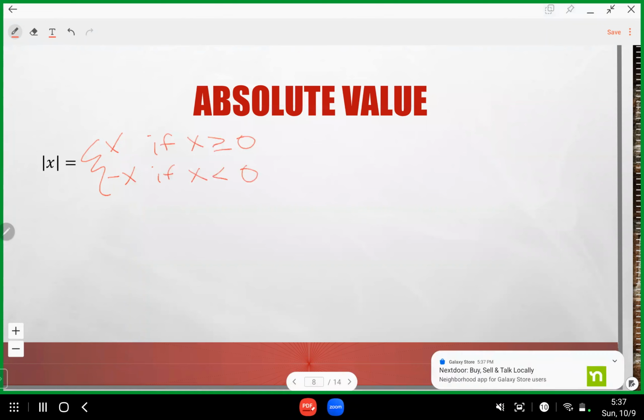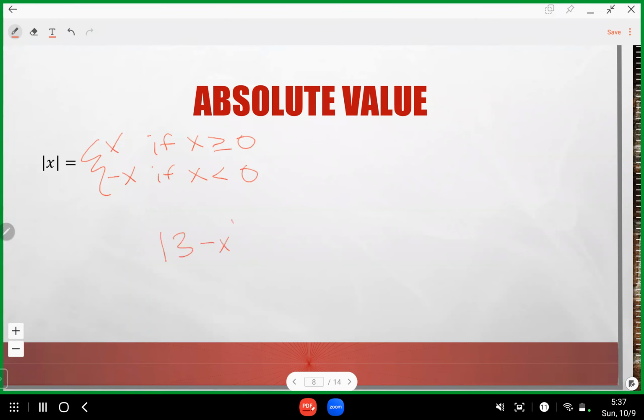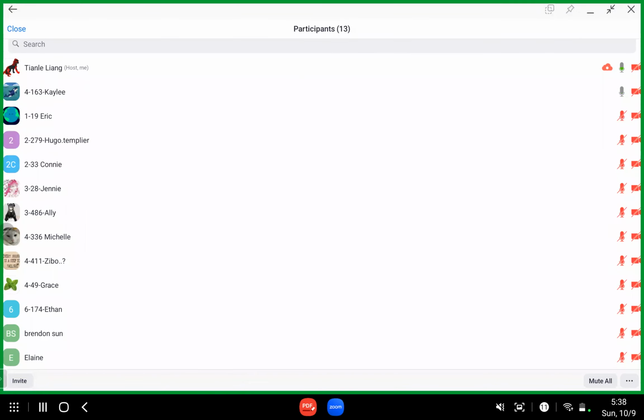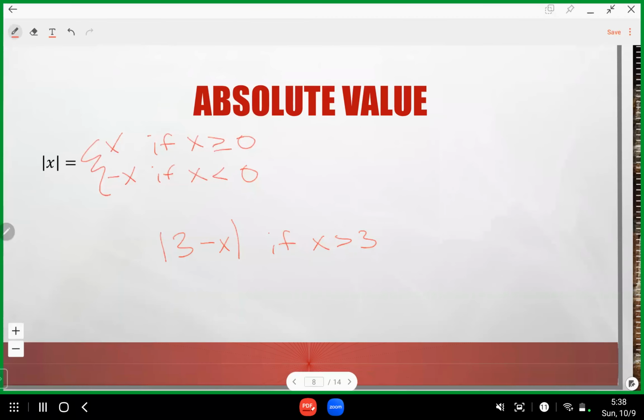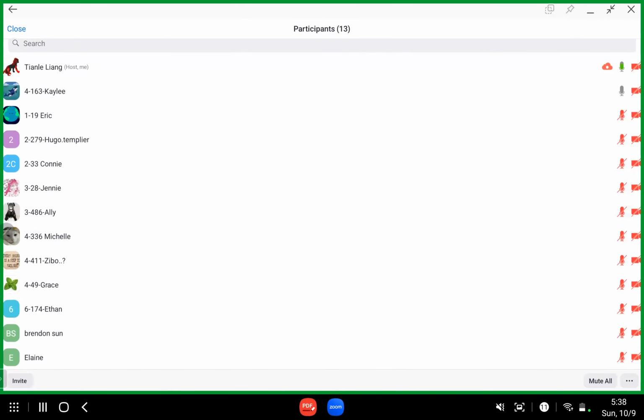So let's just do this. How to utilize this actually? So let's say that the absolute value of 3 minus x, if x is greater than 3. All right, so then what is this equal to? Because x is greater than 3, what would 3 minus x be? Does anybody know what 3 minus x would be if x is greater than 3?